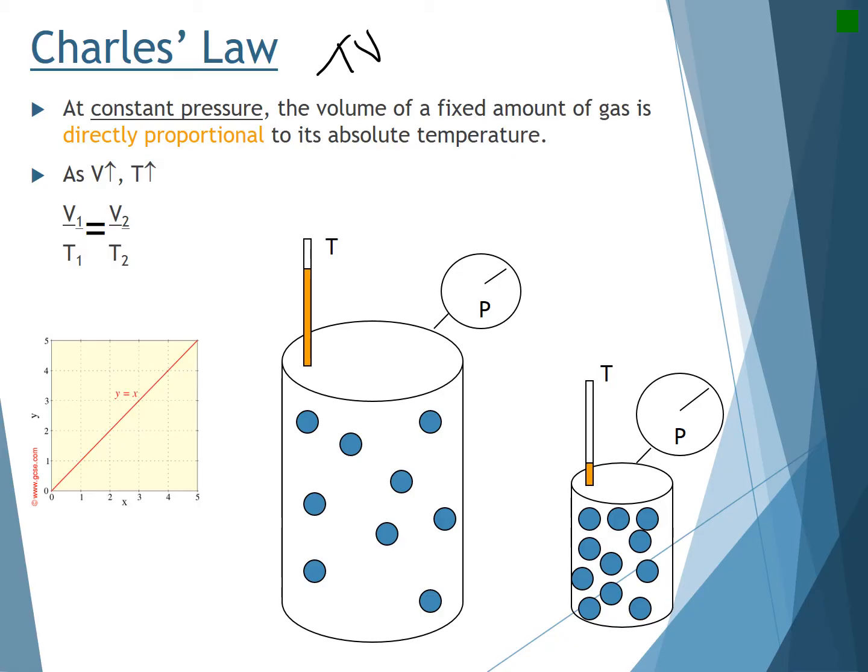Okay, so what is their relationship? Well, as volume or temperature goes up, the other one also goes up. So that is known as a direct relationship. So the graph for a direct relationship would be a straight line going upwards. What is their formula? It's V1 over T1 equals V2 over T2.